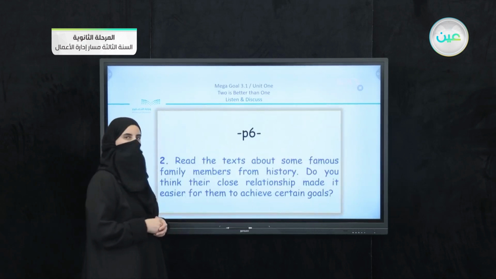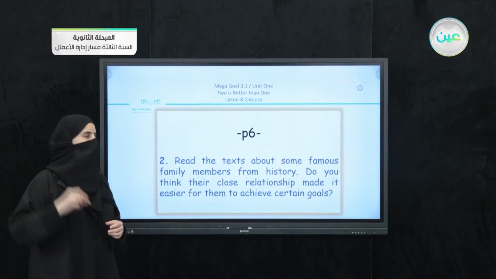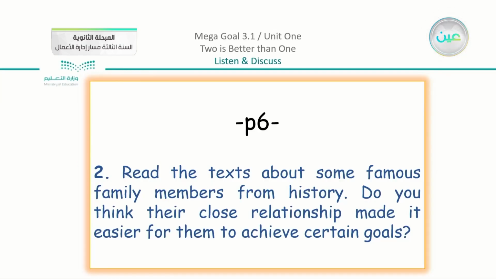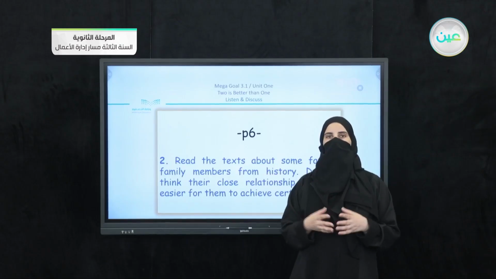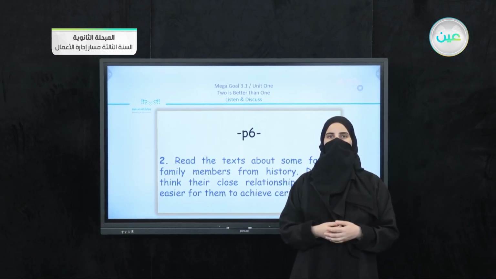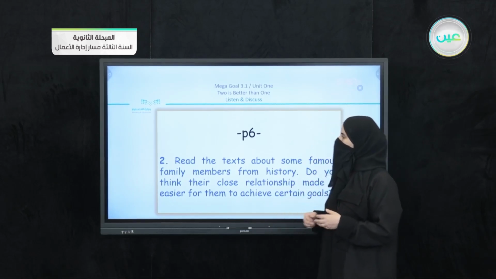Also, we have another part, page number 6, which is at the very beginning. Number 2, read the texts about some famous family members from history. Do you think their close relationship made it easier for them to achieve certain goals? So do you agree? Do you think because they are relatives or they are together that they were able to be successful together? So just to recall, think about it and recall famous teams, small teams, who worked in pairs together for the same idea or for the same goal.